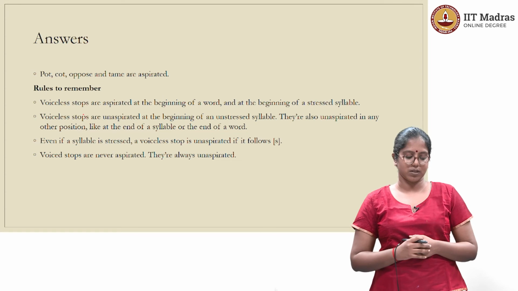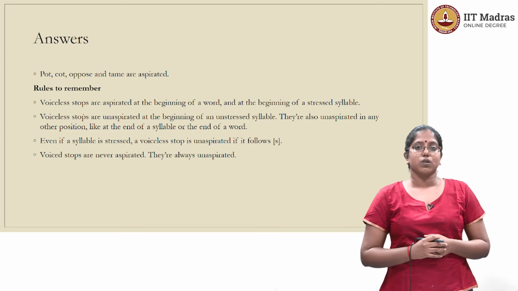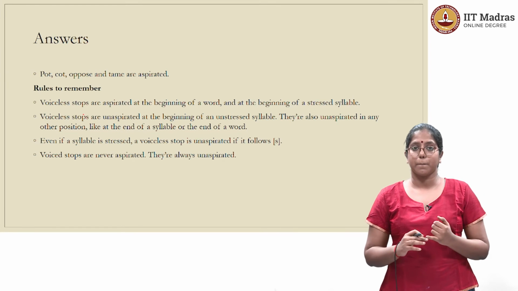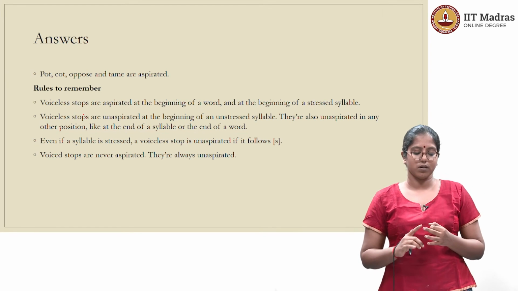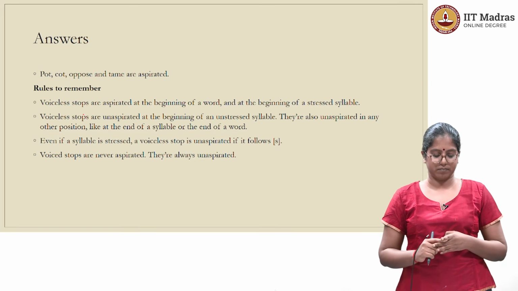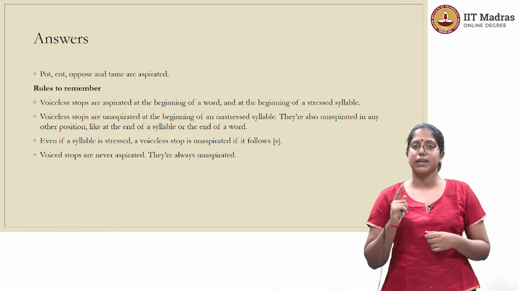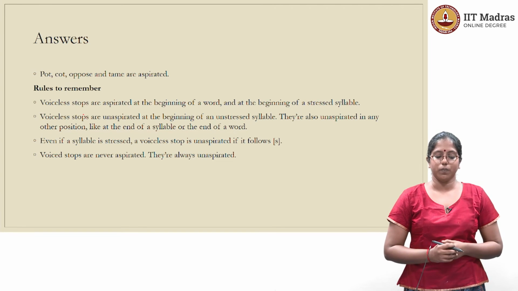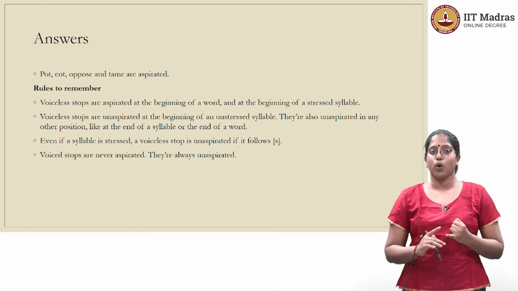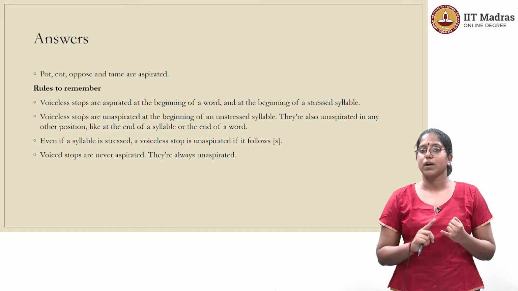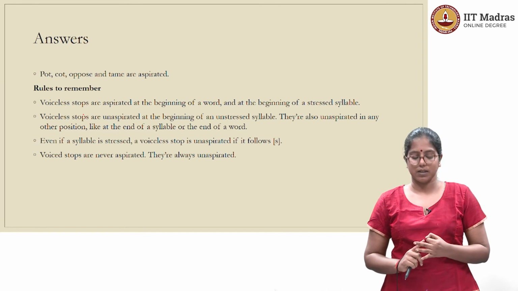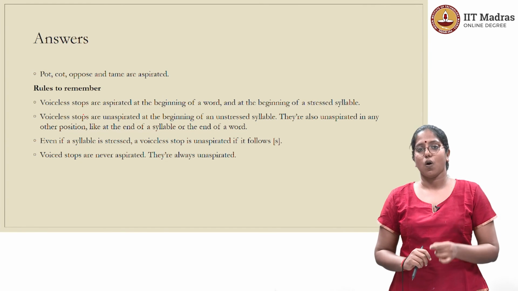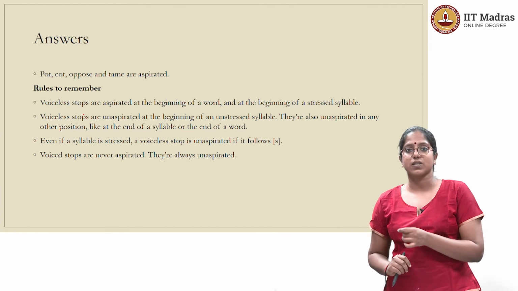Let's get to the answers. So, what are the words that are aspirated? It's pot, caught, oppose and tame. Why? Let's quickly look at the rules and then I'll explain. So, the first rule is that voiceless stops, that is the sounds p, t and k, are aspirated at the beginning of a word or at the beginning of a stressed syllable.